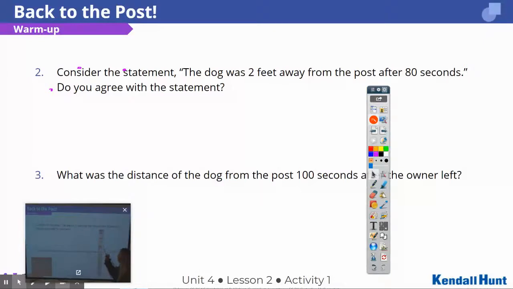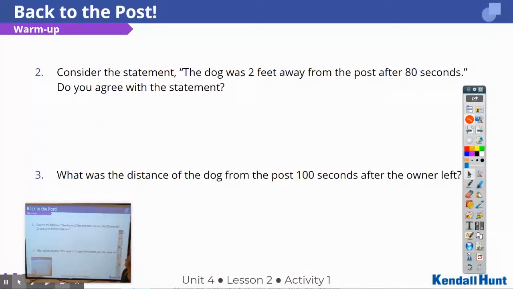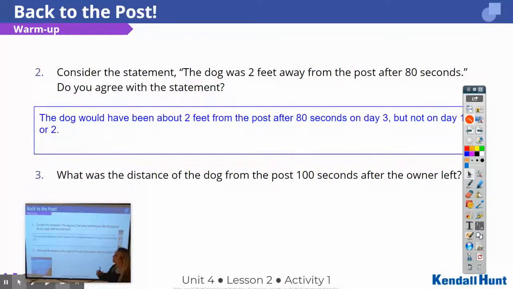So considering these statements, the dog was 2 feet away from the post after 80 seconds. Do you agree with this statement? All right. So you might agree with this statement if you're looking at day 3. But if you're looking at day 1 or 2, the dog was not 2 feet away from the post after 80 seconds. So it's only true for day 3.